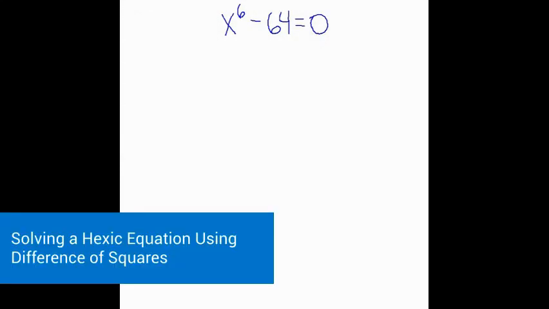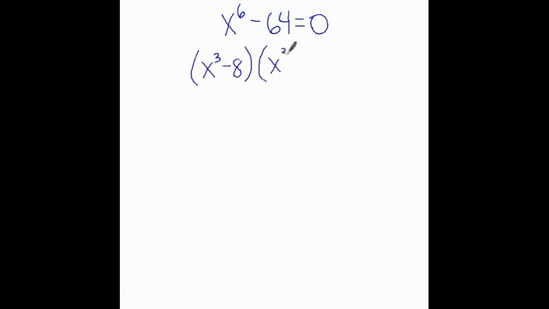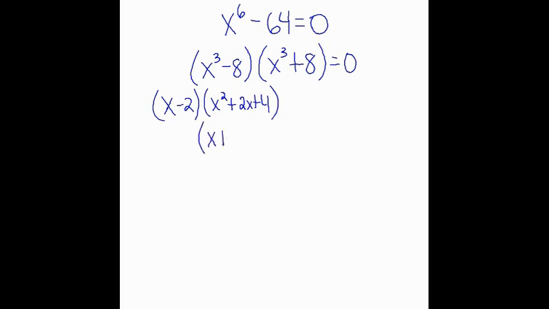Is it a difference of cubes or is it a difference of squares? Well, let's try both. I'm going to start with a difference of squares. That means our factorization would be x cubed minus 8 and x cubed plus 8. Now, our factorization using difference of squares happens to give us a sum of cubes and a difference of cubes. So we're going to write that out as x minus 2 times the quantity x squared plus 2x plus 4. And then for our other one, it'll be x plus 2 times the x squared minus 2x plus 4, all equal to 0. So we can see that x equals 2 and negative 2 are solutions.